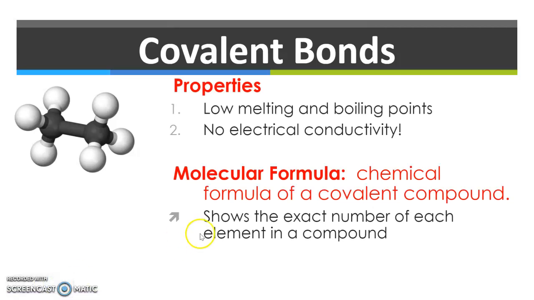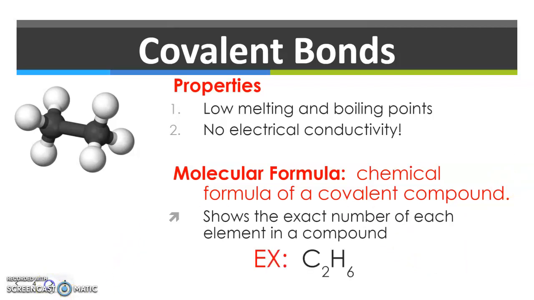So with covalent bonds, remember the properties of our nonmetals. They have low melting and boiling points. They don't conduct electricity. Remember, again, these are nonmetals. They just have the same physical properties of nonmetals as we know. And this is just what I wanted for us to focus on today, which is the molecular formula, right? So this is the chemical formula of a covalent compound, and all we need to know is that it shows the exact number of each element in the compound.